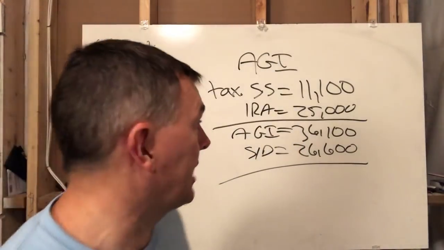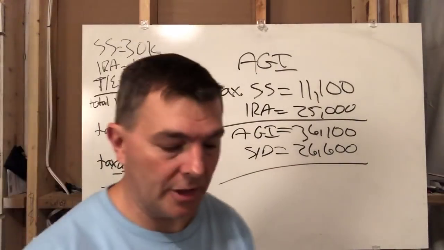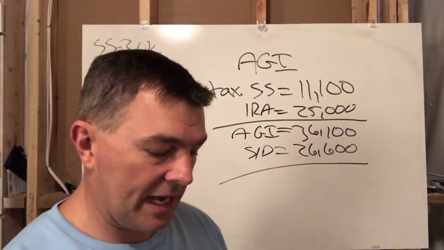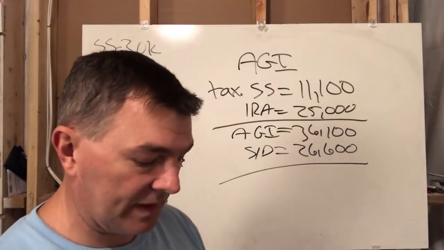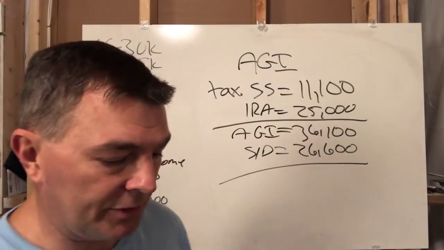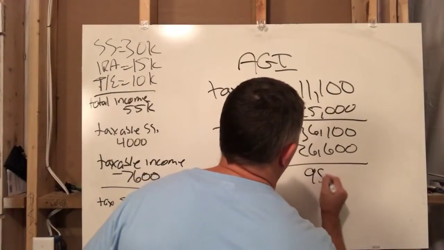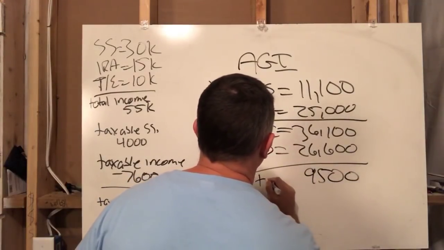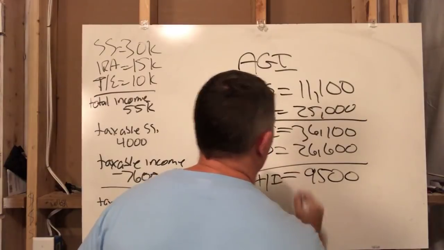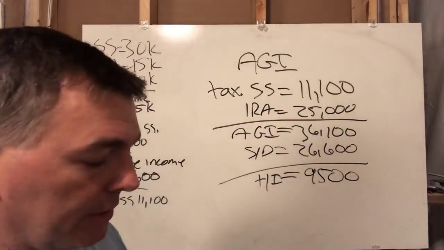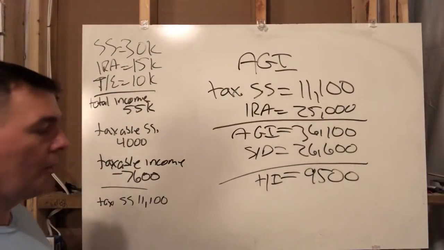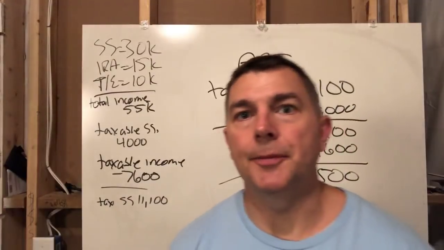Now we take our trusty calculator, because I'm not going to be able to figure that out in my head. So I say 36,100 minus 26,600. That means we have taxable income of $9,500. $9,500 is our taxable income. So, anything jump out at you?